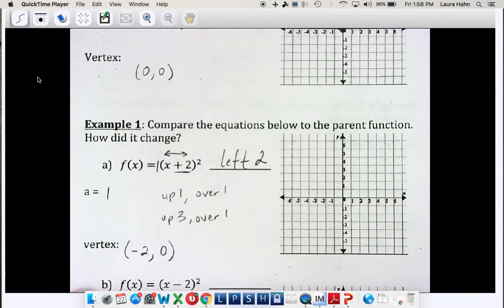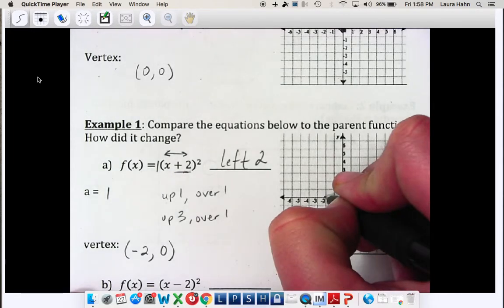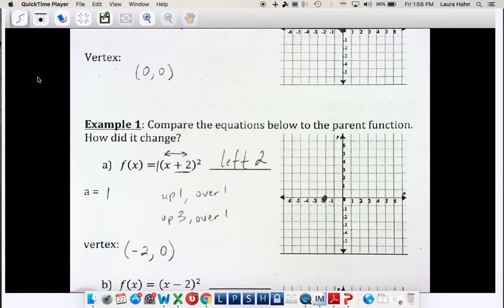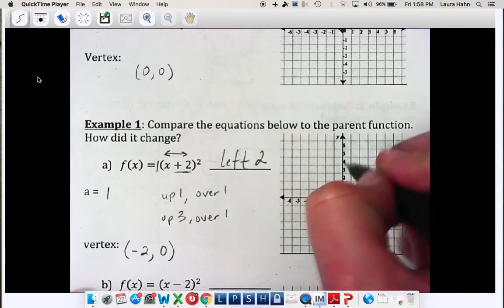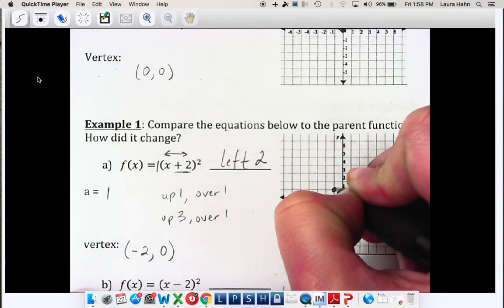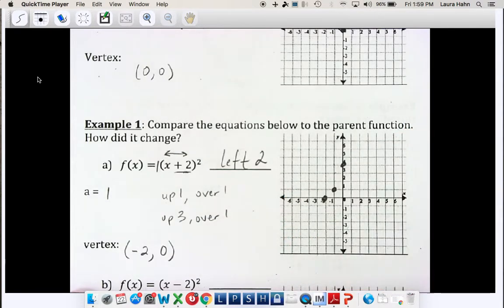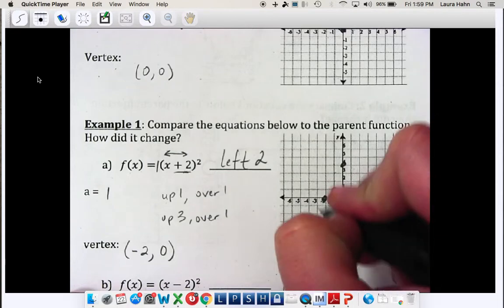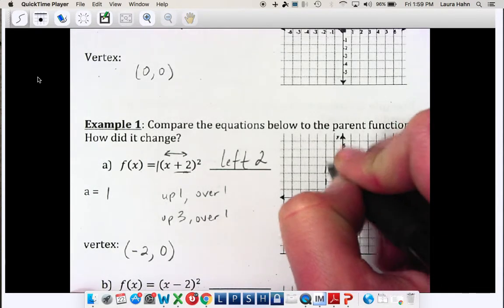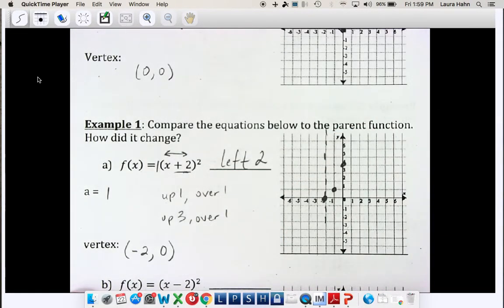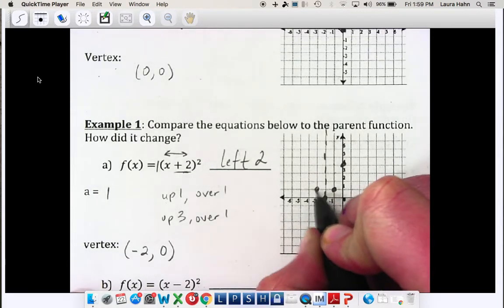Okay, so let's graph this vertex. Negative 2, 0 is here. I know I'm going to go up 1 over 1, and then from there up 3 over 1. So I have half of my parabola. My axis of symmetry is going to go through my vertex, so I'm going to mirror it across to get my full parabola.